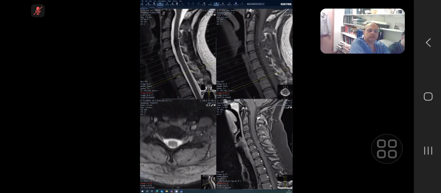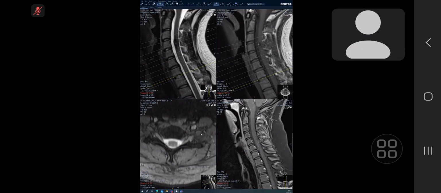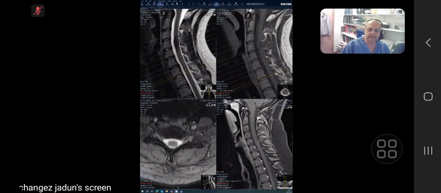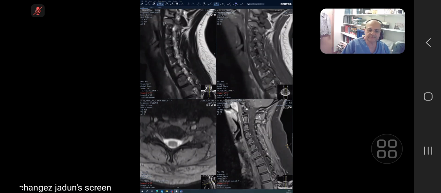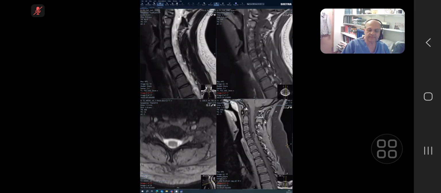Okay, so how would you sum it up? Okay, so far let me sum it up for you. There is an extramedullary intradural lesion at C4 level, which shows T1 bright signal, T2 low signal, speckled, faint enhancement, in fact, borderline enhancement, which may or may not be there.